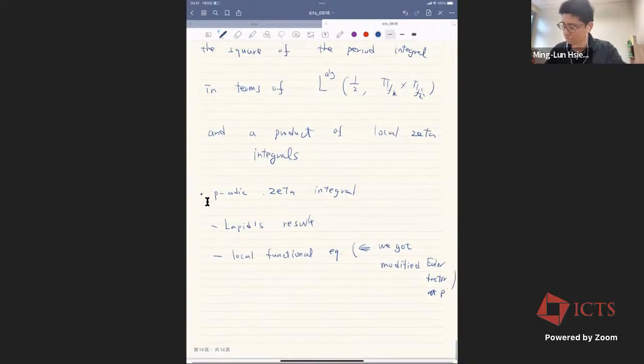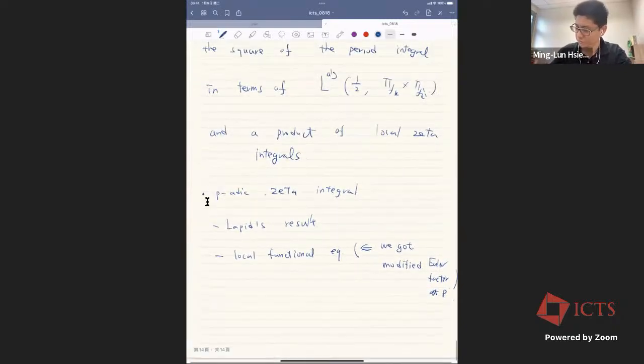Okay, so this is roughly a sketch of our construction. There are some details about the choice of test vector at the ramified places. It's another difficulty. Finally, I still have 2 minutes, so I want to quickly give a concluding remark.